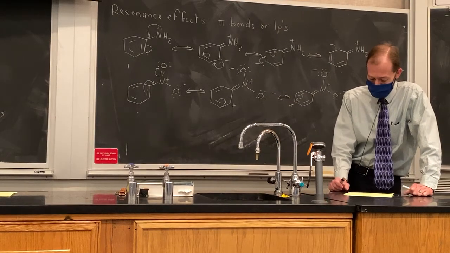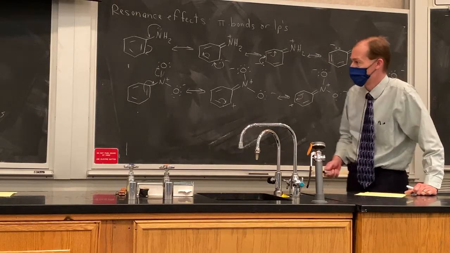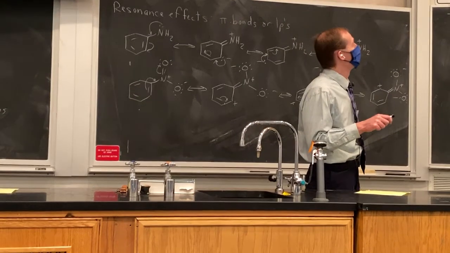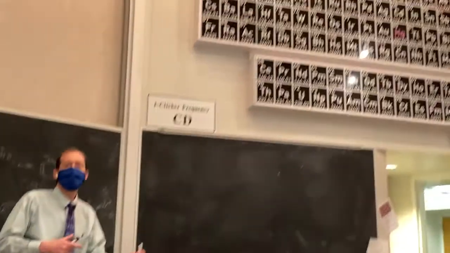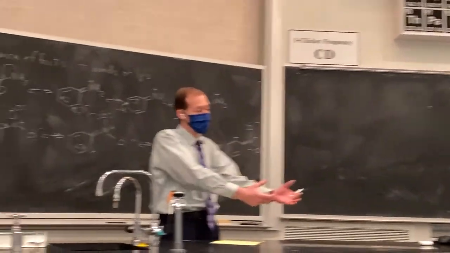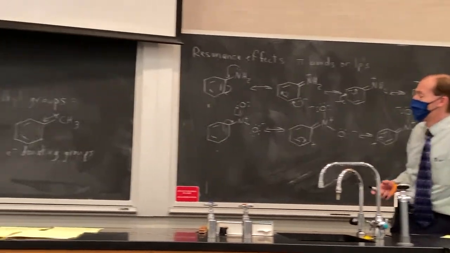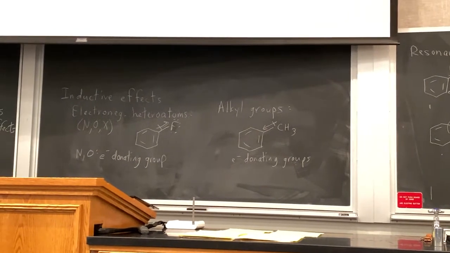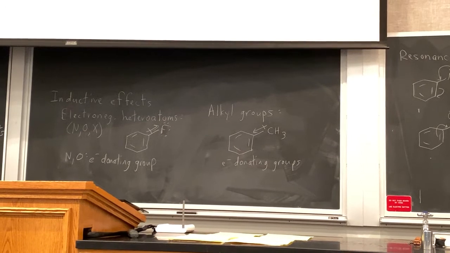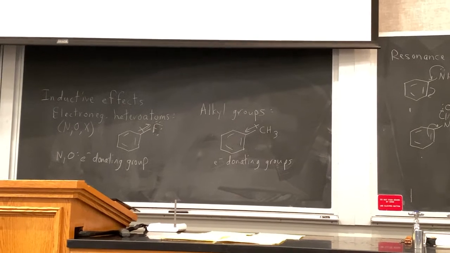Okay. Now, let's consider what happens with a halogen. I've drawn fluorine over here on the board. We look at our periodic table. Fluorine and chlorine are very electronegative, and so the magnitude of that inductive effect is going to be stronger than with nitrogen or oxygen. So what happens with fluorine and chlorine, the net result is they are electron withdrawing groups because the magnitude of the inductive effect is stronger than the magnitude of the resonance effect.